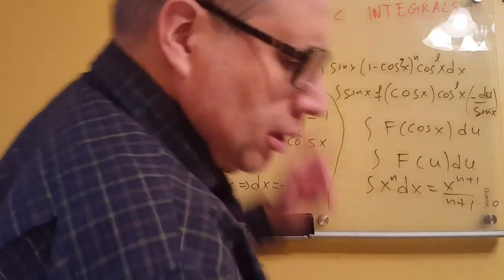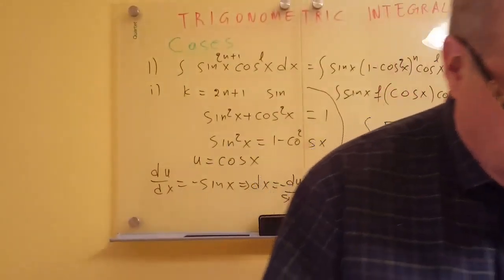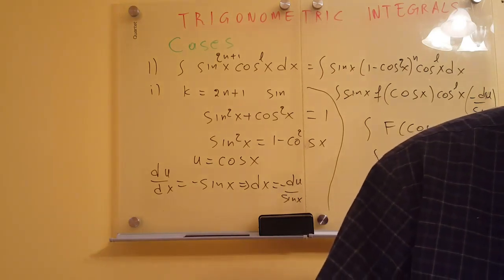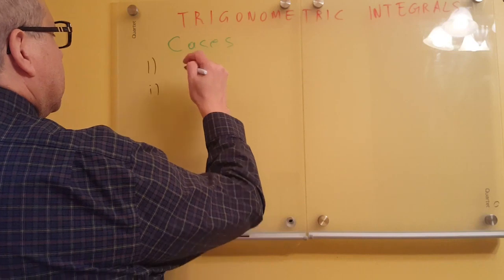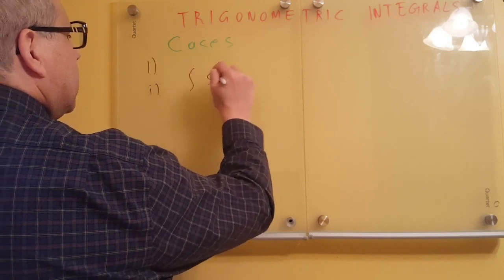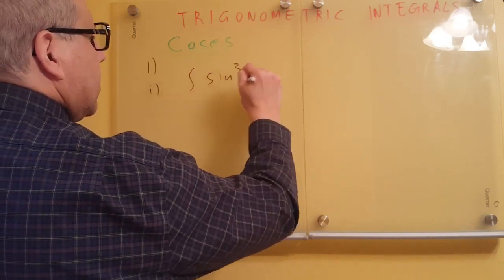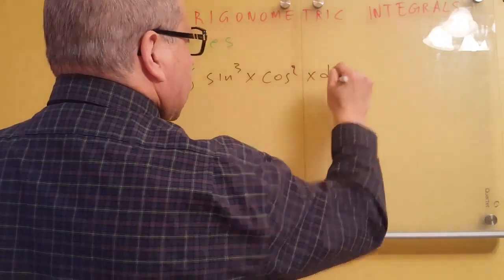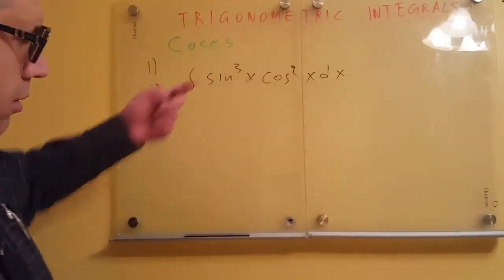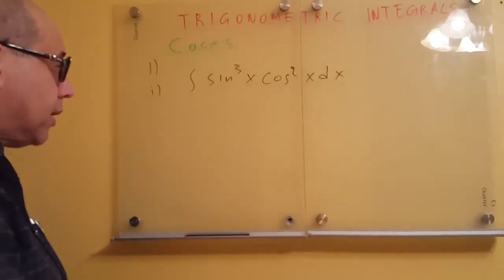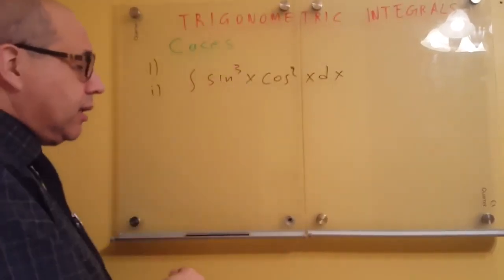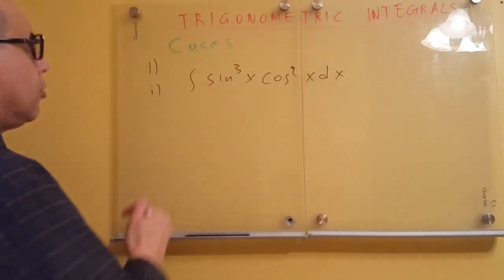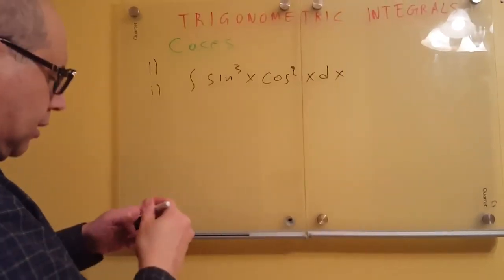Let me do an example, because I know that this will help. Let's say find the integral of sine cubed x times cos square x dx. The power of sine x is 3, which is odd. So that means we can use what we just said in the theory.